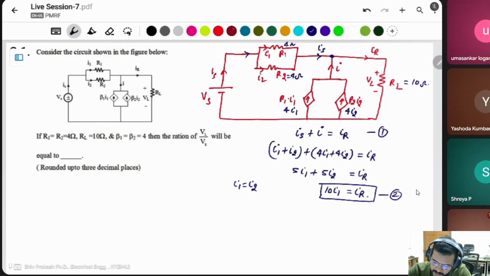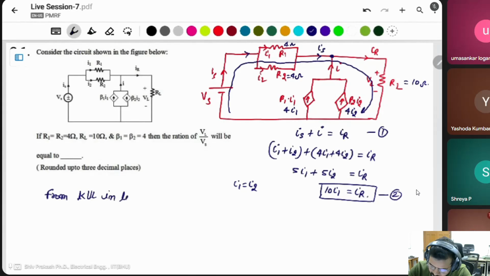Then you can apply the loop in the bigger one. Then you can say, okay, VL in the loop, started from minus of VS plus the voltage drop between two, which is I1 and R1. I1 is a 4, plus this one, IR into RL. RL is 10 IR.